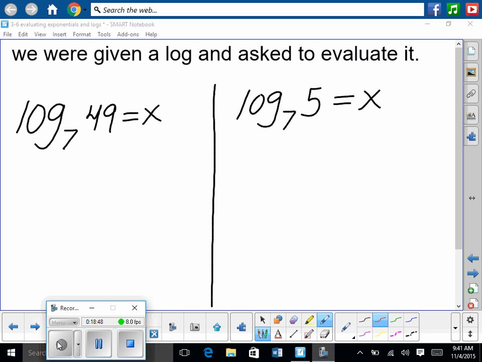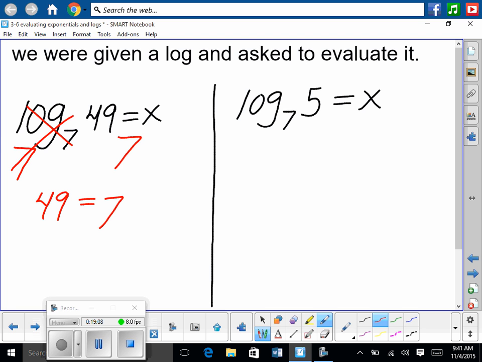If we looked at something like this, log to the base 7 of 49 is equal to x, we know that we would rewrite this as an exponential because then it would be easy to solve. So we take base 7 of both sides so that our log of the base 7 would cancel out. And we'd have 49 is equal to 7 raised to the x power. Well, now it's easy to solve. X is what? 2, guys. X is 2.